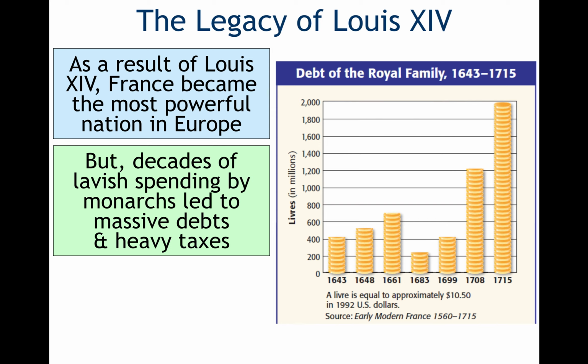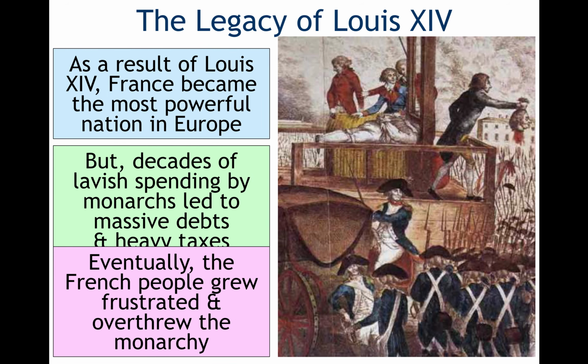Legacy of Louis XIV. As a result of Louis XIV, France became the most powerful nation in Europe. But decades of lavish spending by monarchs led to massive debts and heavy taxes. Eventually, the French people grew frustrated and overthrew the monarchy. And you see, this is not Louis XIV, but a future king, monarch in France who we'll talk about, who's being executed here.